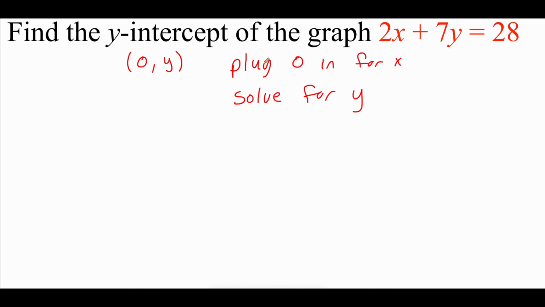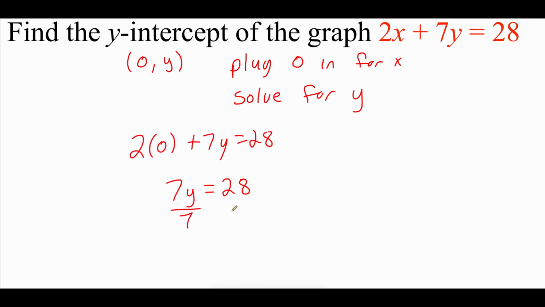So in this equation, I'm going to plug in the 0 for the x value. So we would get 2 times 0 plus 7y equals 28. Now 2 times 0 is 0, and if we add 0 to 7y, then we just get 7y on the left-hand side, and that equals 28. We have to get rid of the 7 in front of the y, so we're going to divide both sides by that 7. When we do that, we get a y value of 4.